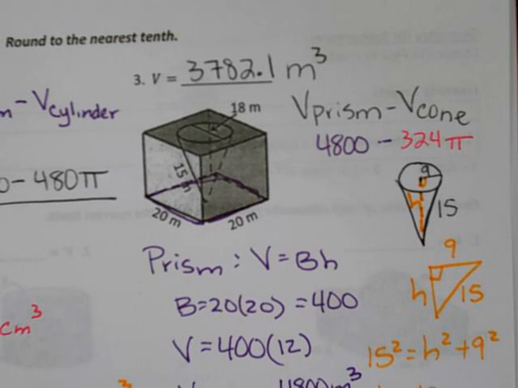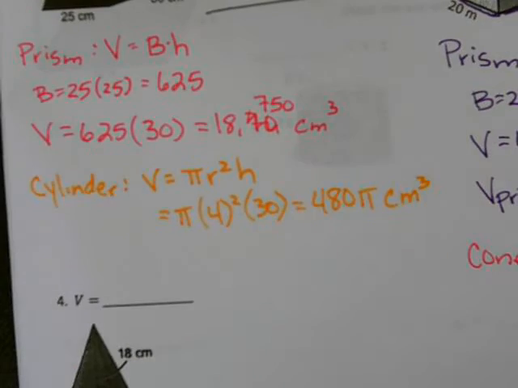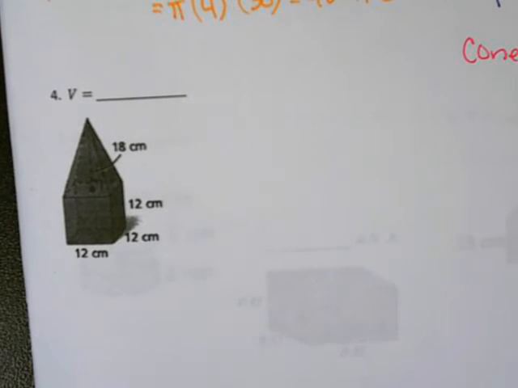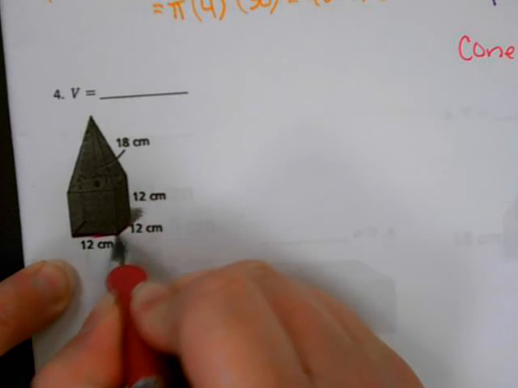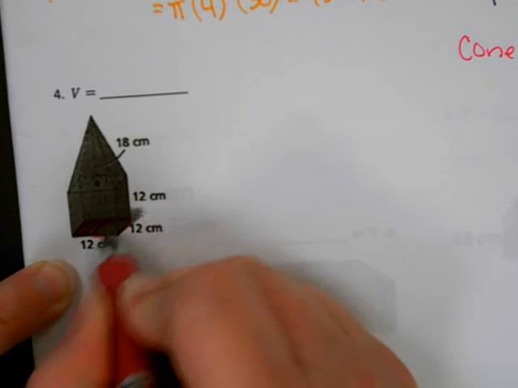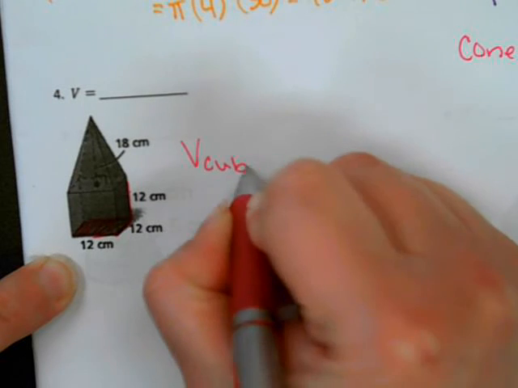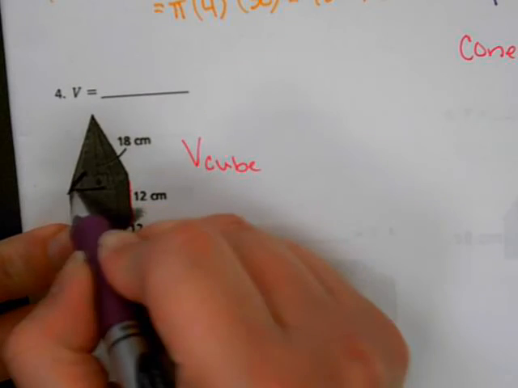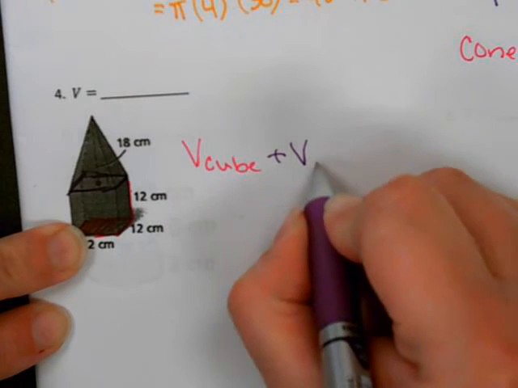Alright, we have one more that we're going to do. Alright guys, so we've done 3 so far. 1 addition, 2 subtraction. So take a look at number 4, and hopefully you guys can see that that one is going to be addition as well. So we have a cube on the bottom here, because this right here is a square, 12 by 12, and the height of it is also 12. So we're going to find the volume of a cube. And then right here we have a square pyramid. So we're going to add the volume of a pyramid.